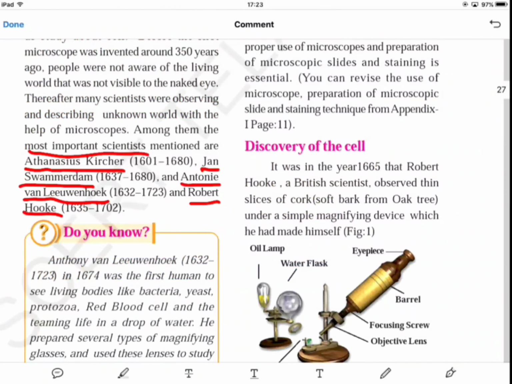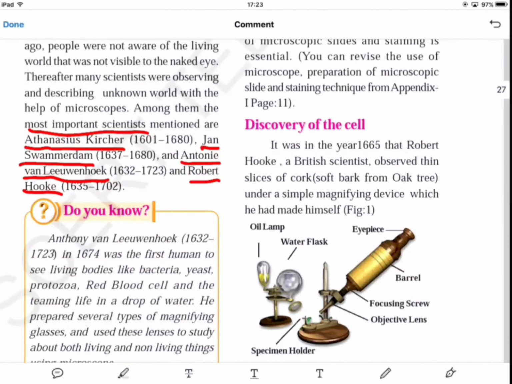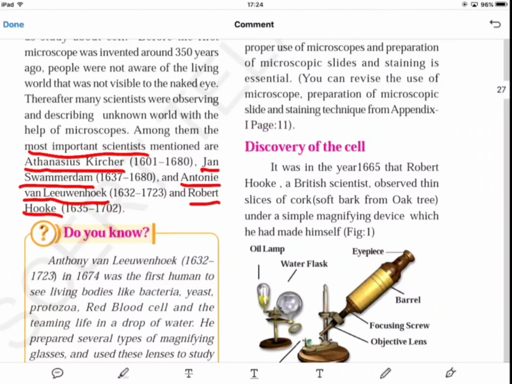Later, in 1674, another scientist, Antony von Leeuwenhoek, was the first person to observe a drop of water from a pond, where he could see all the bacteria, and he even observed red blood cells, blood from a mosquito. He observed many things, and he could see some of them moving, and he named them animalcules. So the first discovery of the cell was done in a dead tissue.